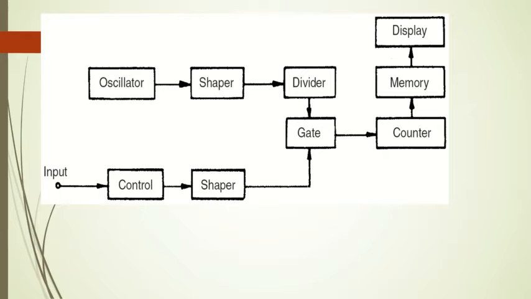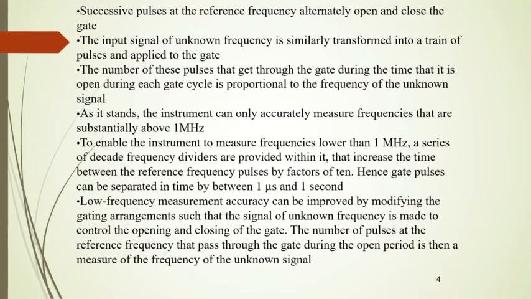So the train of pulses from the oscillator opens and closes the gate, and the pulses from the input signal enter the gate for the time it is opened by the pulses from the oscillator. The counter counts those pulses that get through the gate while it's open, and they are stored in the memory and displayed. That is the frequency. Those pulses that enter the gate are proportional to the frequency of the unknown signal, the frequency we are measuring. And this is what I've been explaining.